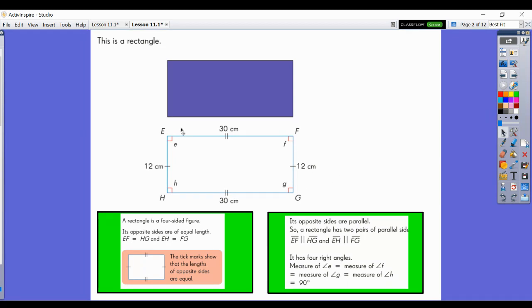We also know that in a rectangle, similar to a square, my angles E, F, G, and H are all going to be 90 degrees. When in doubt and you're not sure if it's a square or a rectangle, take out your ruler and measure the sides. That will give you a hint.